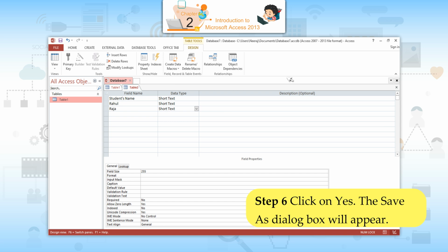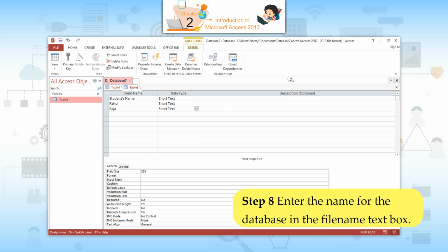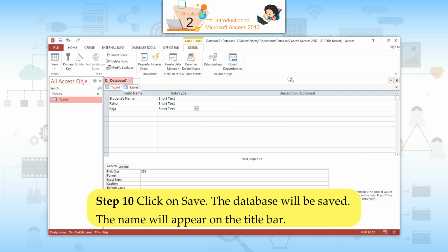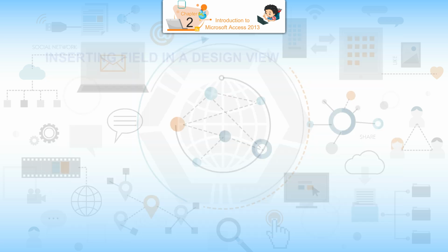The Save As dialog box will appear. Step 8. Locate the place where you want to store the database. Step 9. Enter the name for the database in the File Name text box. Step 10. Click on Save. The database will be saved. The name will appear on the title.